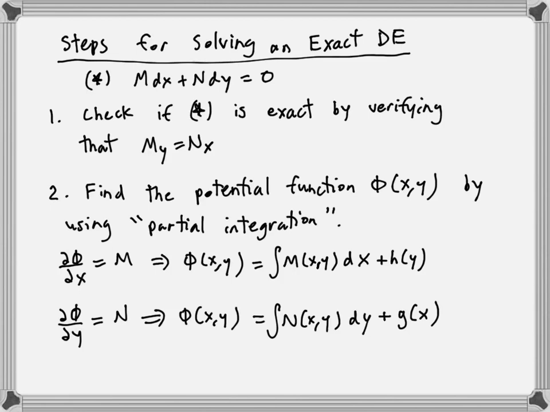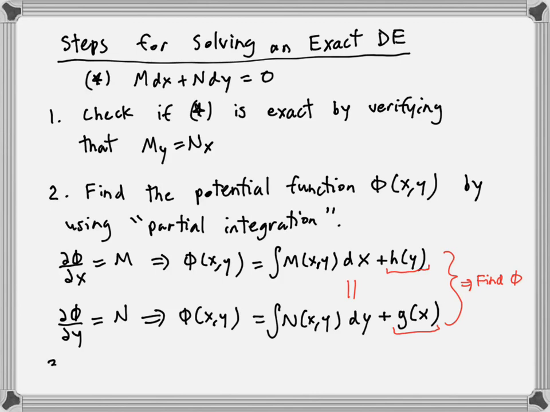Okay, now what happens is you can now take these two and set them equal to each other, and this allows you to find phi. Because these unknown functions are what you're looking for. So if you know what these two giant expressions are and you set them equal to each other, then you can find the h of y or the g of x, okay?